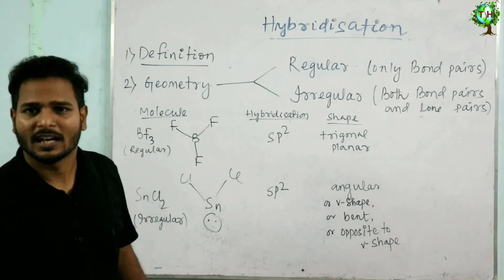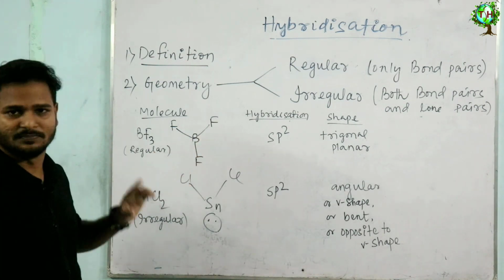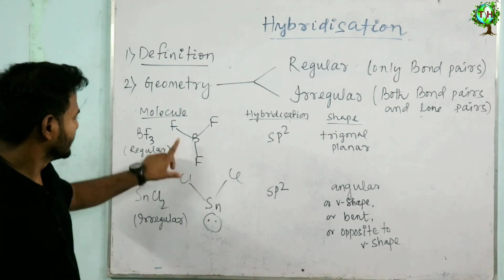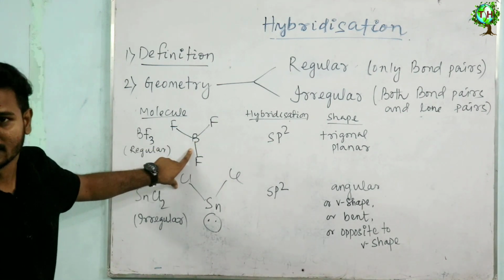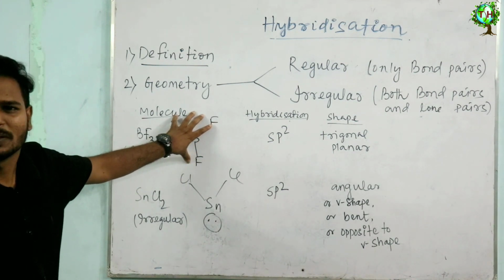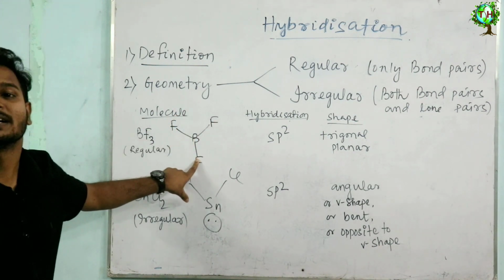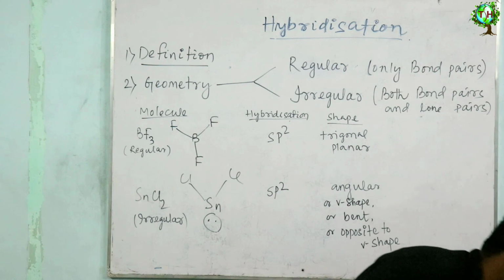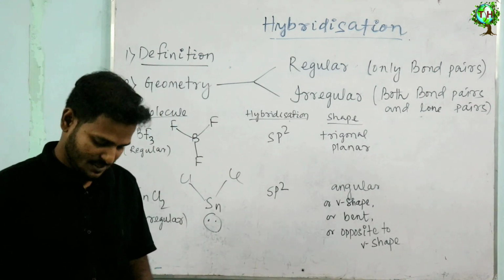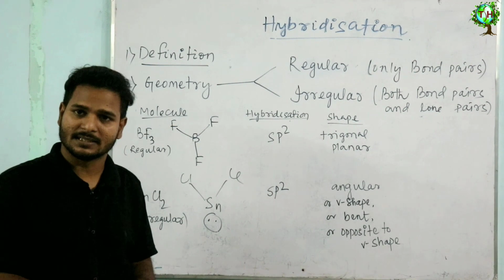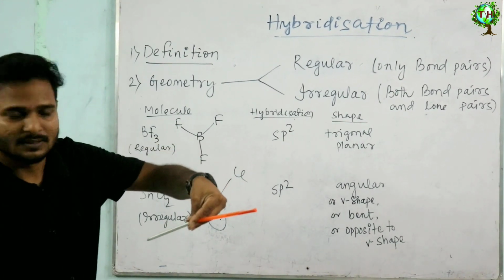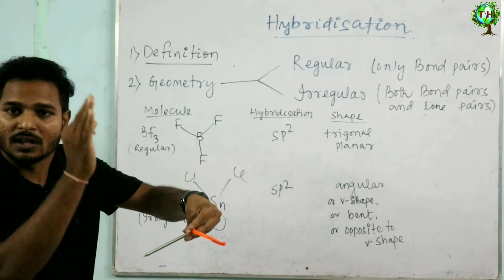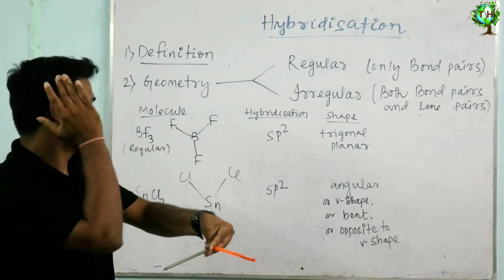Let us take an example for a regular geometry, that is BF3. In BF3, there are three bond pairs. This is a bond pair, this is a bond pair, this is a bond pair. They have a similar kind of repulsion. So the structure has symmetrical repulsions. So the shape is trigonal planar. These are the three hybrid orbitals, sp2, all are bond pairs, so they have symmetrical repulsions and the bond angle is 120, the geometry is trigonal planar.